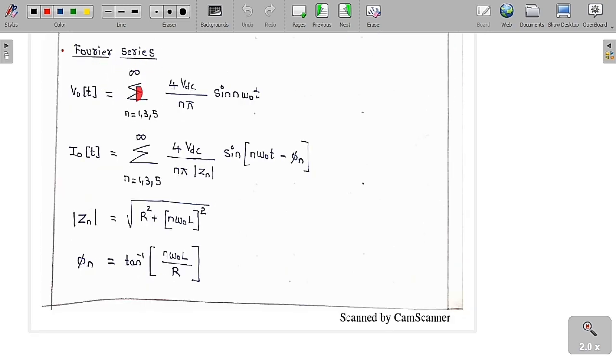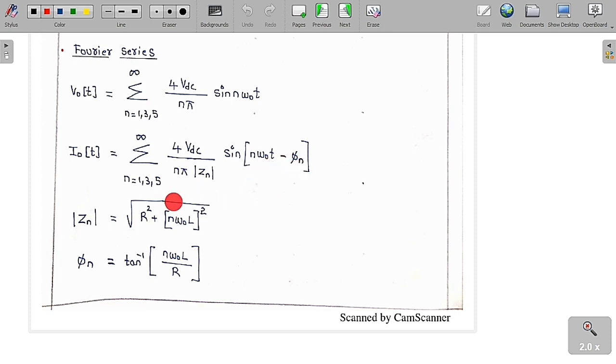Now we are going to use the Fourier series. As the output is a periodic signal, we can get the Fourier series expansion, which is v naught of t equal to sigma n equal to 1, 3, 5 up to infinity of 4 VDC by n pi sine n omega naught t. So I want to find the output current i naught of t, which is sigma n equal to 1, 3, 5 up to infinity of 4 VDC by n pi mod of Zn sine of n omega naught t minus phi n.